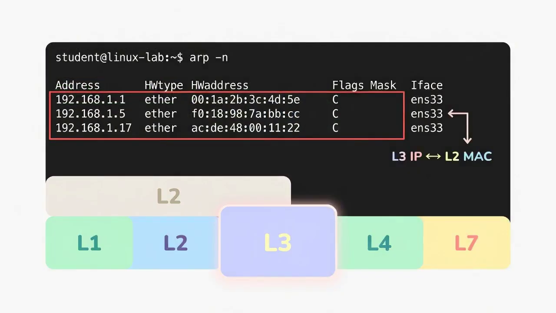Finally, arp -n drops us back down to the L2/L3 boundary. Each row maps an IPv4 address, a layer 3 identifier, to the MAC address that actually owns it on the local Ethernet segment. ARP is the protocol that lives precisely on this seam, translating addresses from one layer to the other in real time.